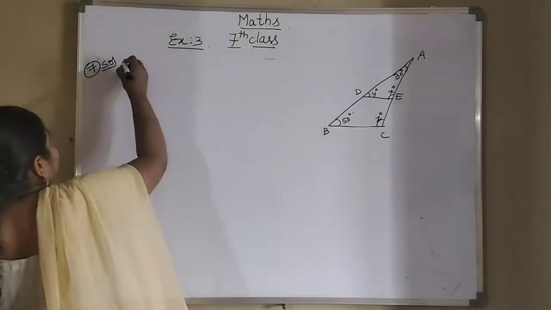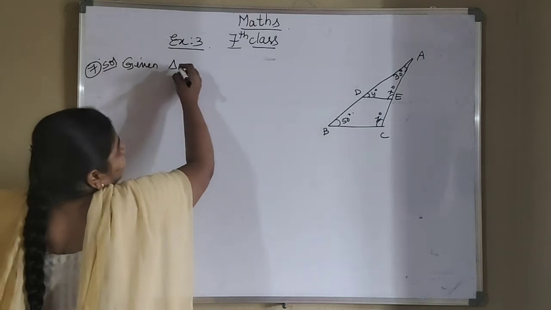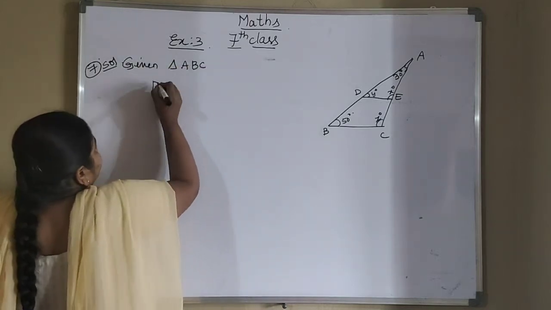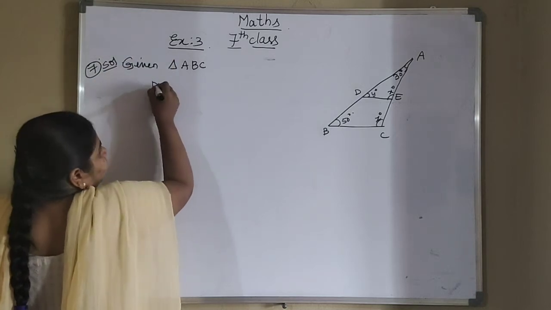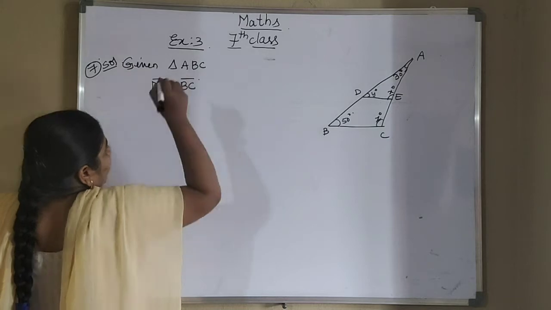So first, what they have given: in triangle ABC, they told that the DE line segment is parallel to the BC line segment.